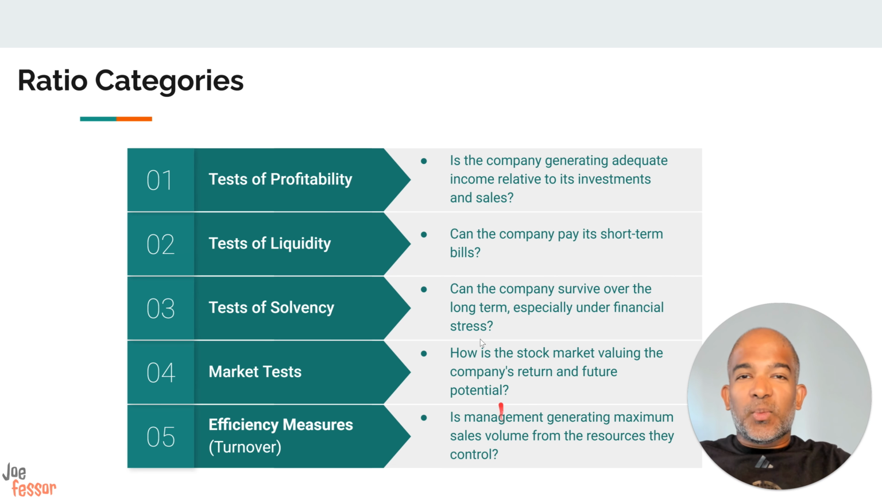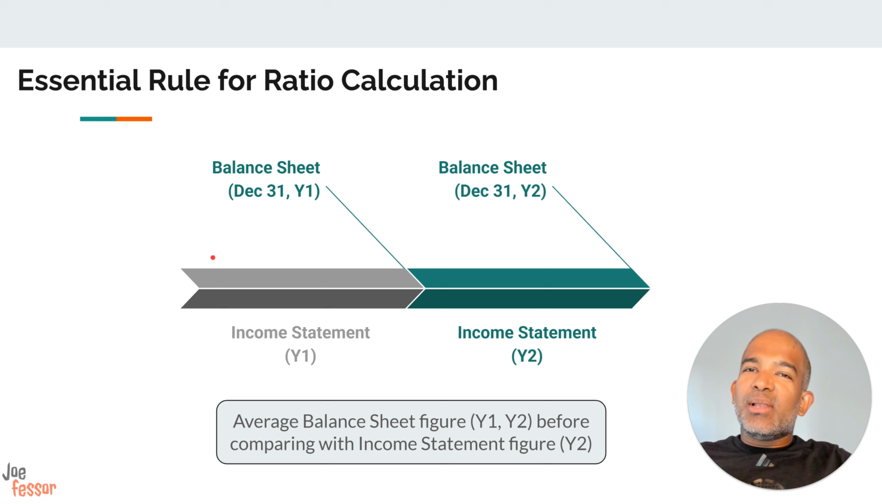All right, before we start calculating, we must establish one crucial non-negotiable rule that governs ratio computation. Look at the diagram here. The core issue is time. The income statement covers the entirety of a period, like year 2 for example, flowing across the timeline. But the balance sheet is a snapshot taken at a single moment in time, like the 31st of December, at the end of year 1 or the end of year 2.